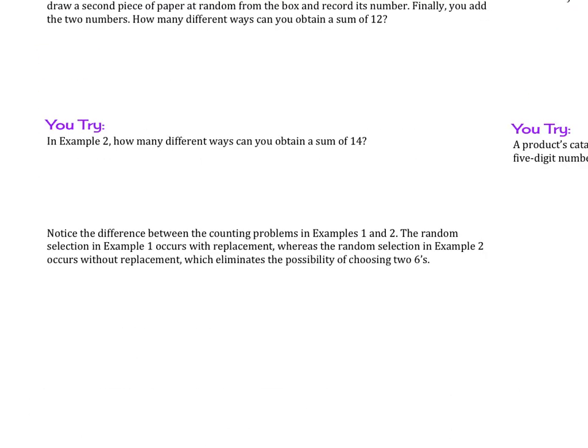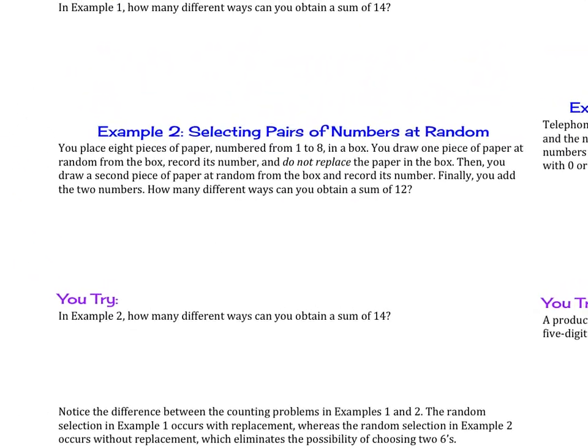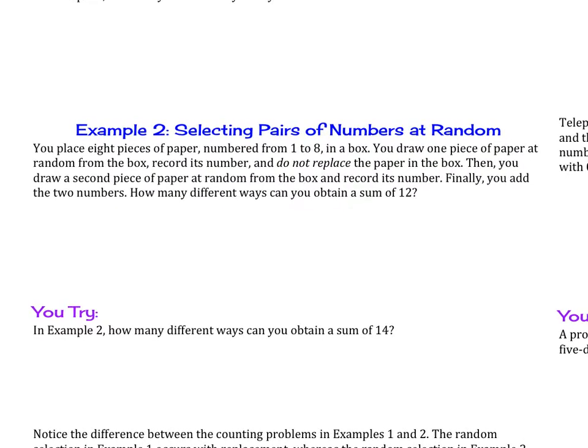Now let's change it a little bit. In example 2, you still have 8 pieces of paper numbered 1 through 8 in the box. You draw one piece of paper at random from the box, record its number, and you do not replace the paper in the box. Then you draw a second piece of paper at random from the box and record its number. Finally, you add the two numbers. How many ways can you obtain a sum of 12?